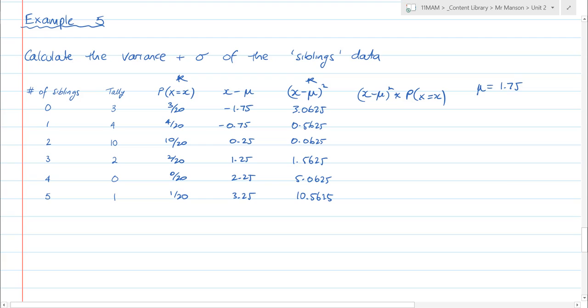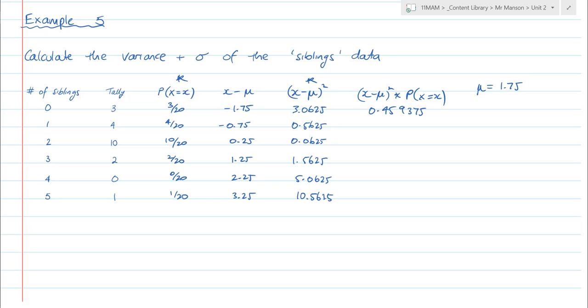And my x minus mu squared times the probability that x equals x is just this column here multiplied by that column there in each case. So it's 3.0625 times 0.15. So this is 0.459375. The next step I'm going to do is to sum these together. So if somebody's sitting around with a calculator right now and wants to save me the time of blundering away, that'd be really helpful. I'll put these on and add them down.